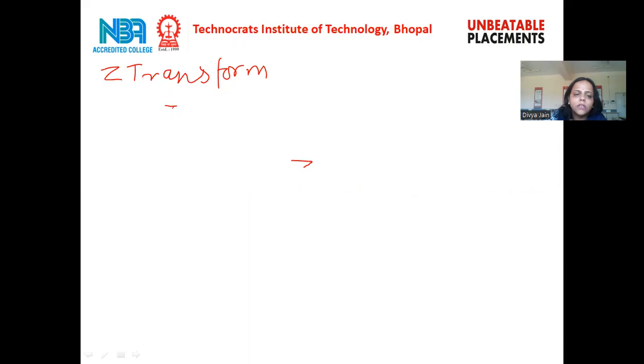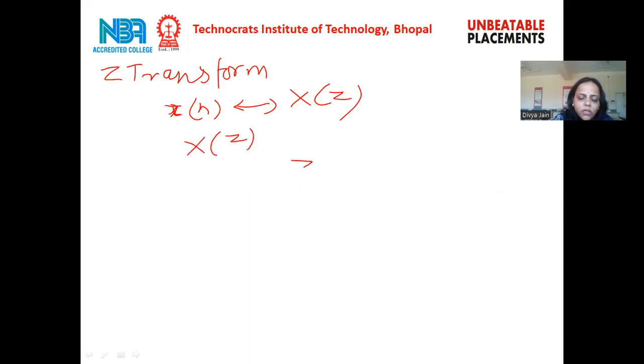That is used to convert time domain signal x[n] to frequency domain signal X(z). Some other types of transform are also there. The formula for finding out the Z transform of time domain signal x[n] is summation n equals minus infinity to infinity x[n] z to the power minus n.